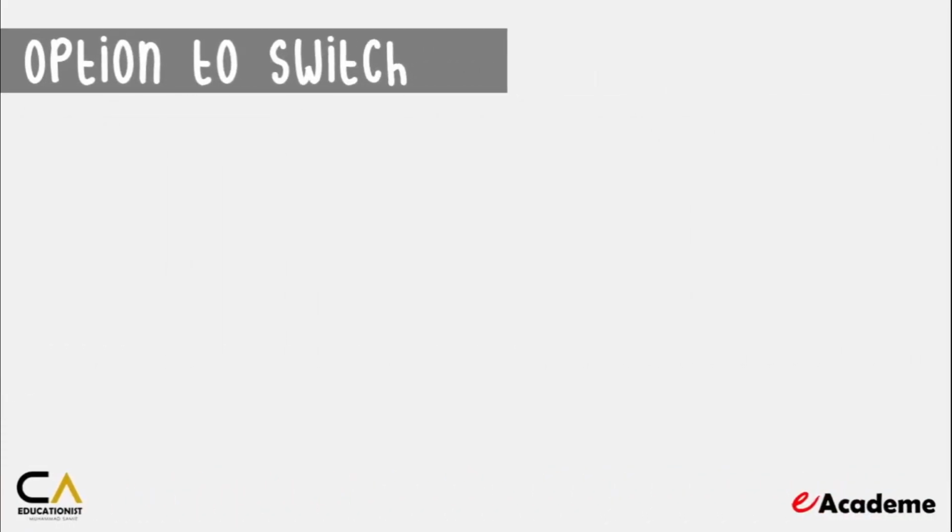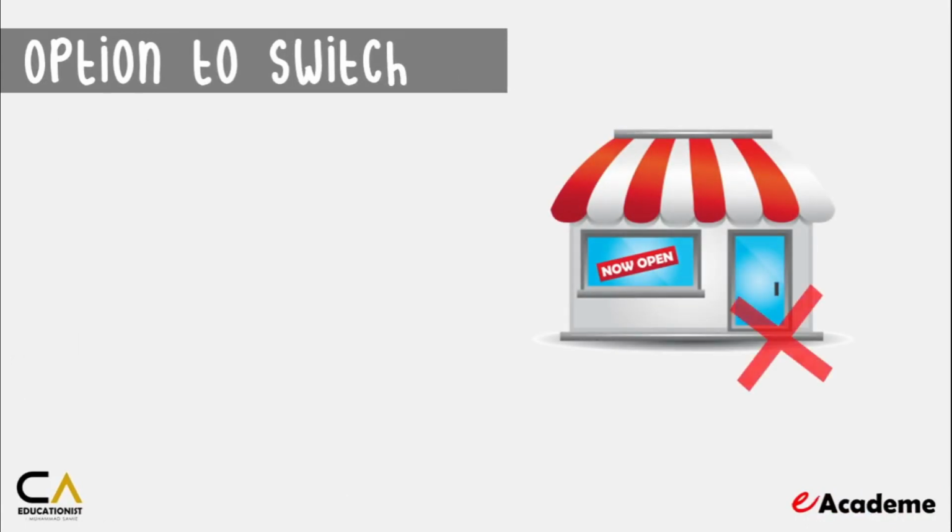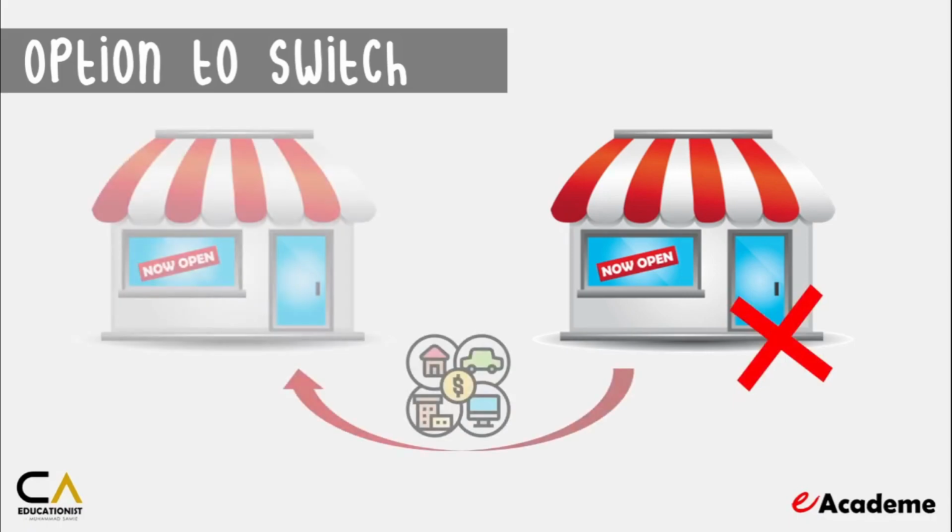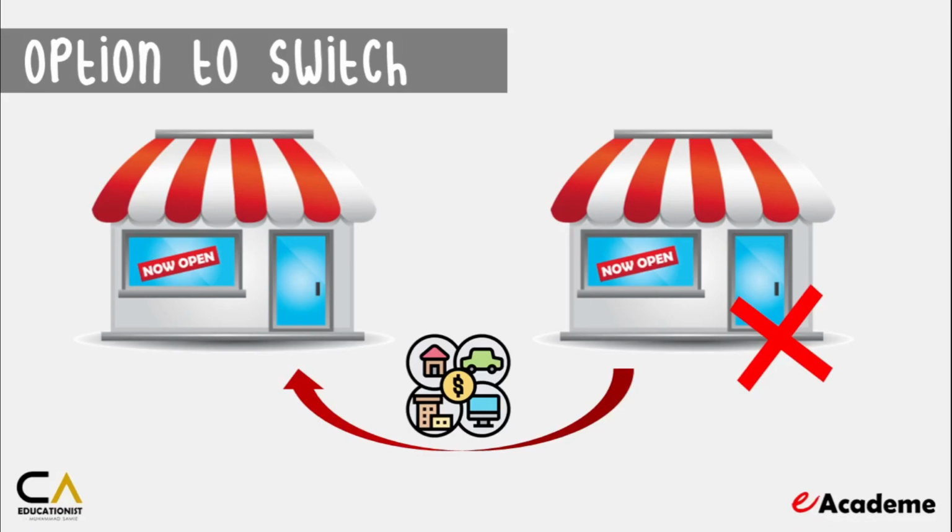Option to switch. If a project provides an option to shut down the project at some future point in time if the conditions are unfavorable and assets used in the project can be switched to other projects and activities, the project provides an option to switch.